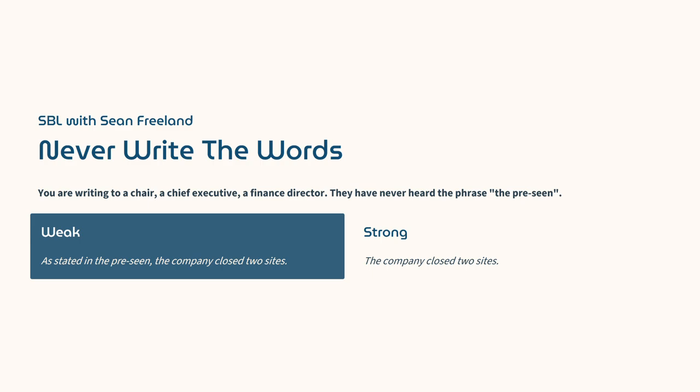One small point, but stop writing about the pre-seen. You're writing to a chair, a chief executive, a finance director. They know the company. They don't need you to tell them that something was stated in the pre-seen. If the company closed 2 sites, just say the company closed 2 sites, and that's it. You're writing as an advisor, so write for the person reading the answer, not for the exam candidate sitting beside you.